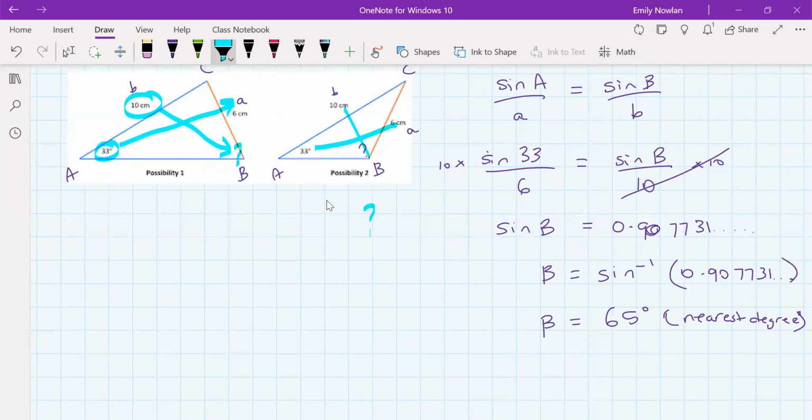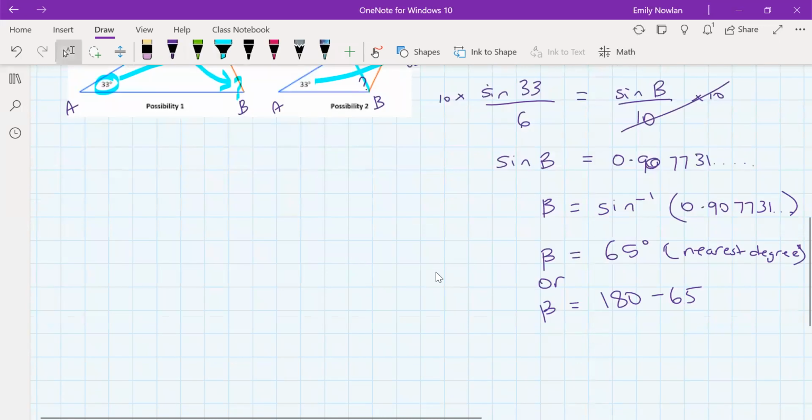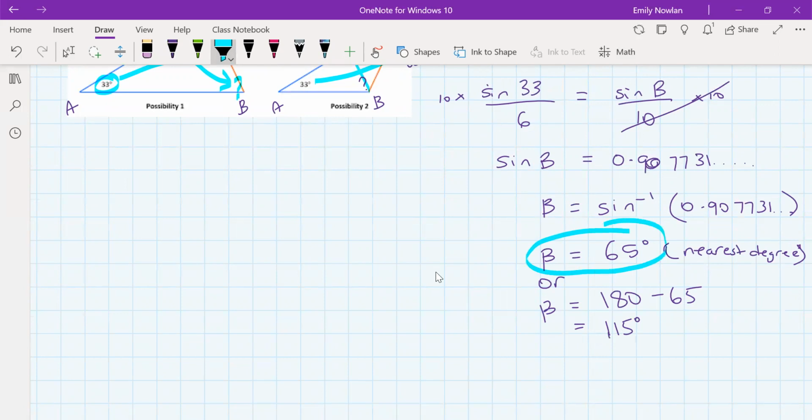But what about the obtuse angle? Well, for the obtuse angle, you can go B is equal to 180 minus 65. 180 minus 65 will give you 115 degrees. And that's the obtuse answer. So there we go. This has two answers, 65 degrees or 115 degrees. That's the ambiguous case.